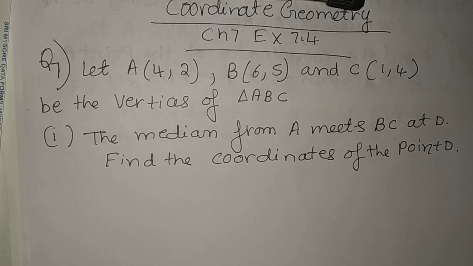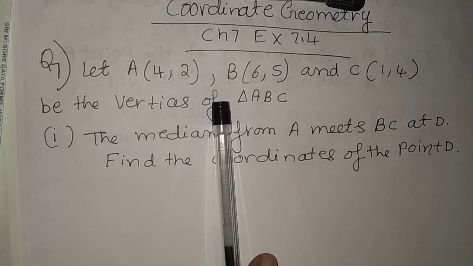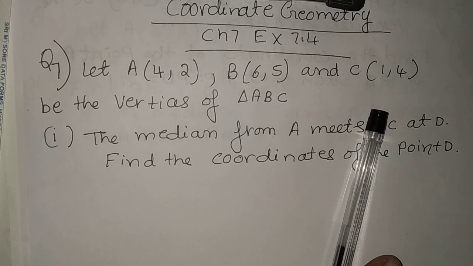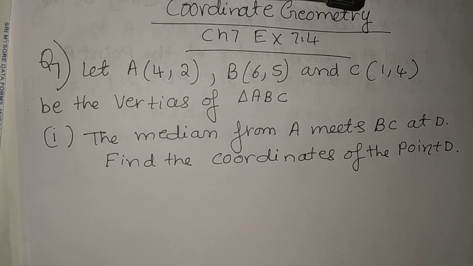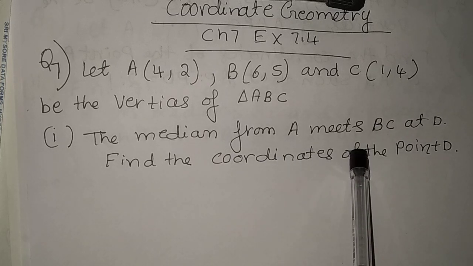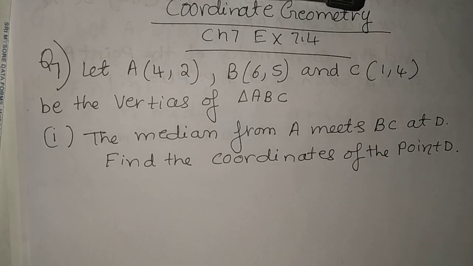Welcome back, students. In this class we continue coordinate geometry chapter 7 exercise 7.4. In this class we continue the question number 7. So what is the question number 7? Let A (4, 2), B (6, 5) and C (1, 4) be the vertices of the triangle ABC. So first part of the question is the median from A meets BC at D. Find the coordinates of the point D.